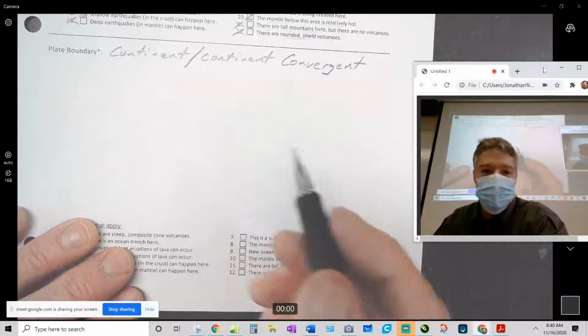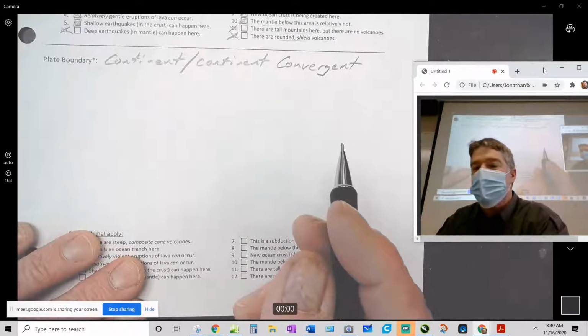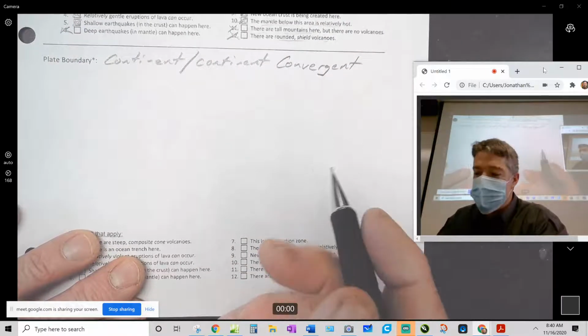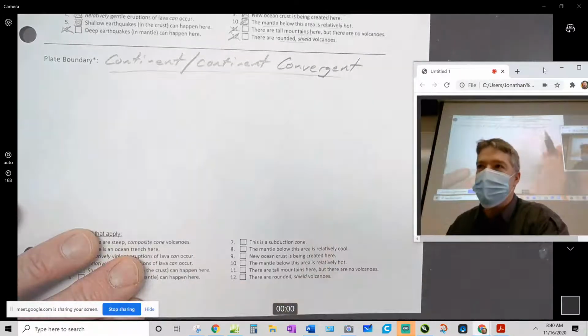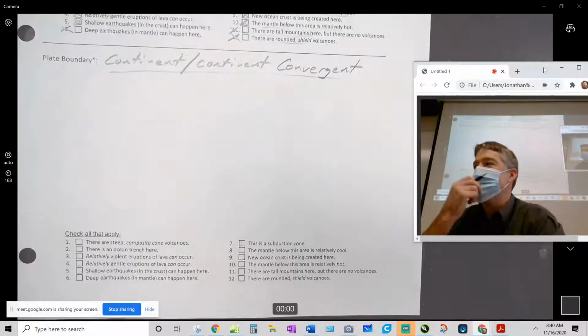All right, so ask yourself, how many plates do I draw? What color should they be? Which way should they be moving? Just based on this, you should be able to get all that. I'll give you a second. You can try your own.